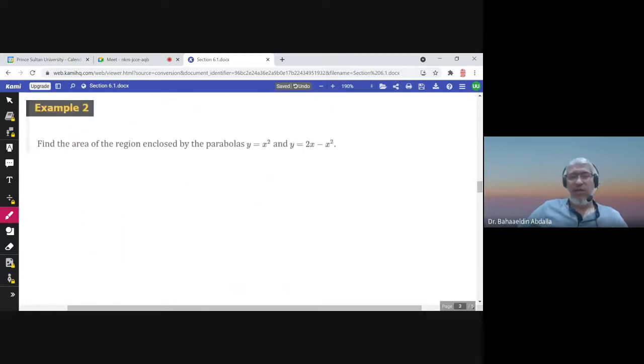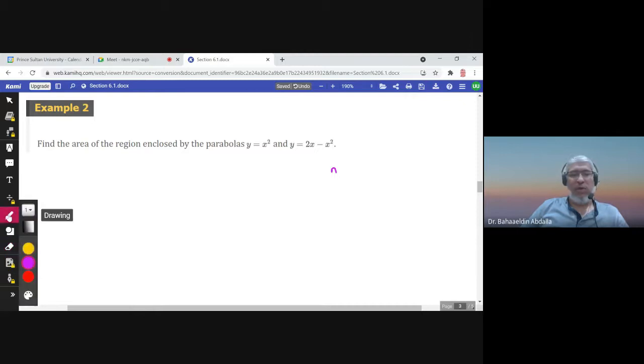Find the area of the region enclosed by the parabolas y equals x squared and y equals 2x minus x squared. Now I don't have any idea about the region, which graph is up, which graph is below. So I need to sketch the graph. Well, y equals x squared is easy.